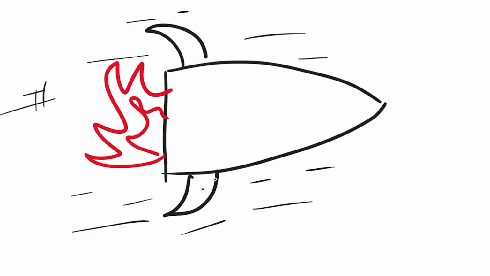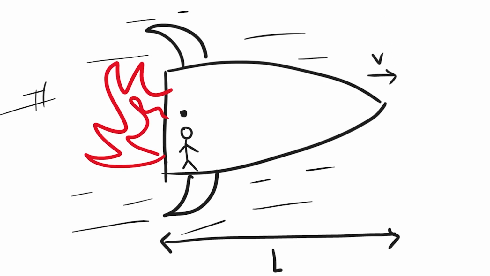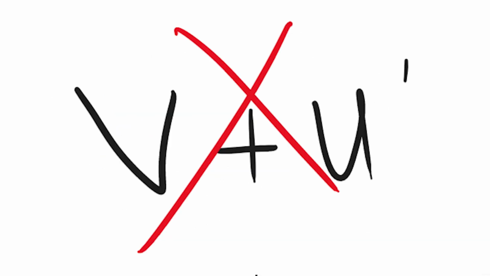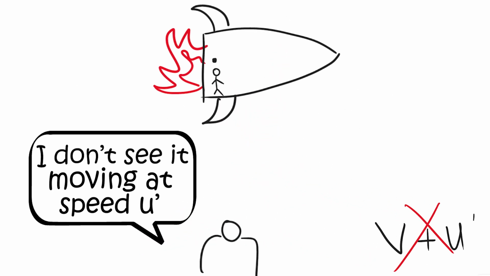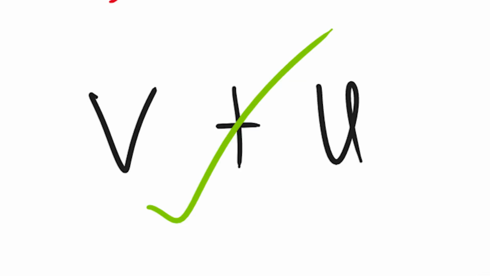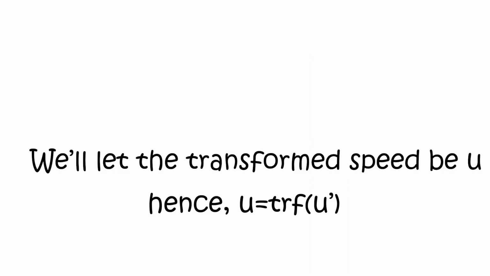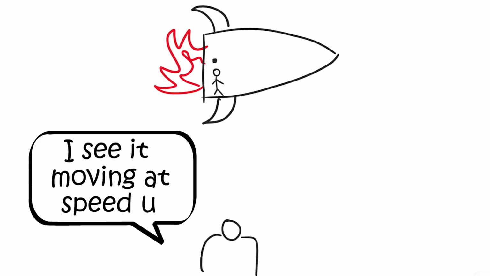We have here a rocket of length L, moving with a velocity of v to the right. In it, a man fires a projectile that moves with the speed of u prime in the direction of the rocket. The reason we cannot simply add v plus u prime to obtain the speed of the projectile in the frame of reference of a stationary observer is because speed u prime is relative to the man in the rocket. To add v and u prime, we'll have to transform u prime to the reference frame of the stationary observer, where u is equal to the transformation of u prime.